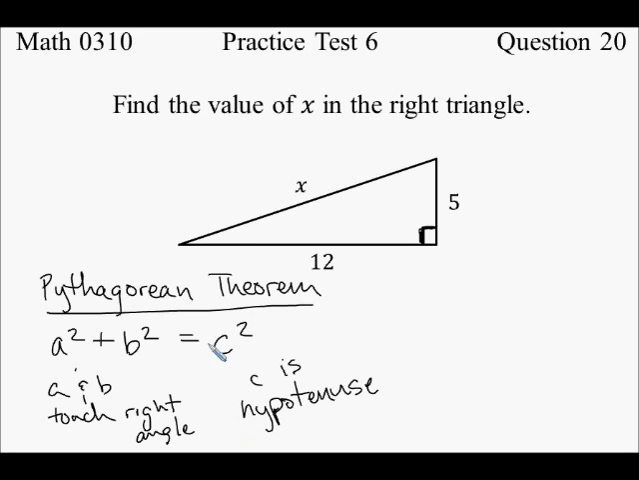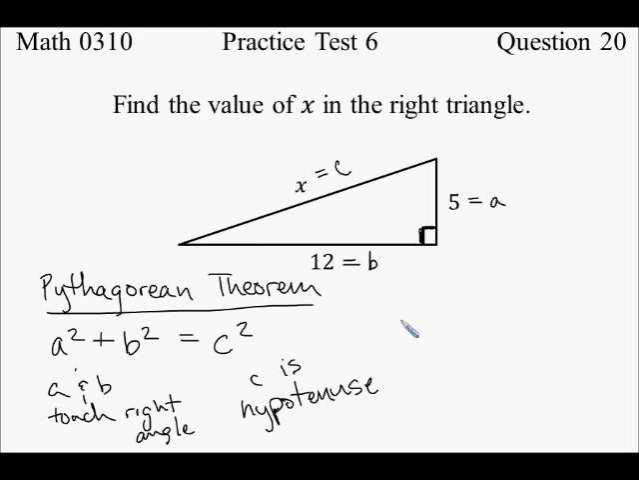Okay, so if we look at this, A and B, the sides that touch the right angle, that's going to be 5 and 12. So maybe I call this side that is length 5 A, maybe I call this one B. You could do it the other way if you wanted, as long as you choose those two sides. And this is obviously the hypotenuse because it does not touch the right angle, so we're going to call this side the C side.